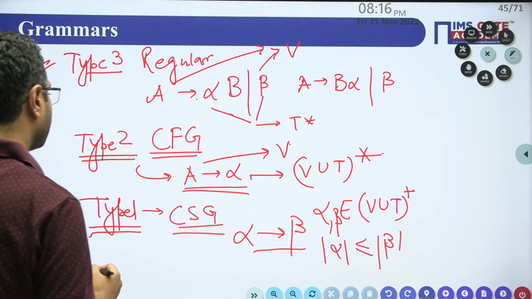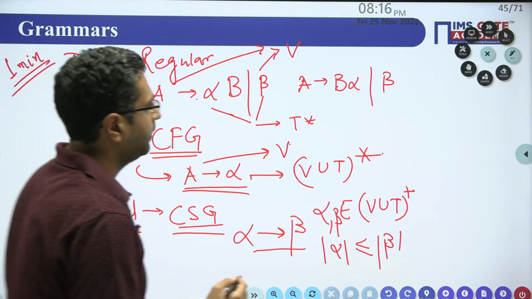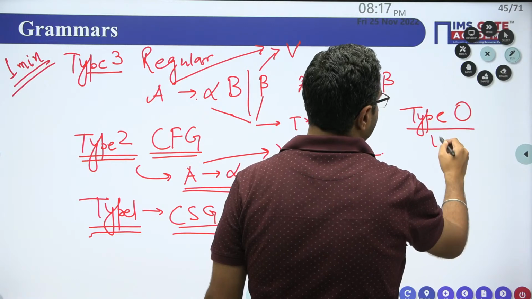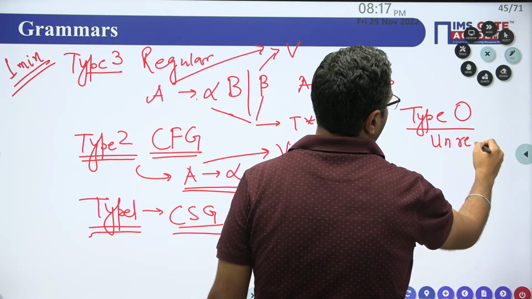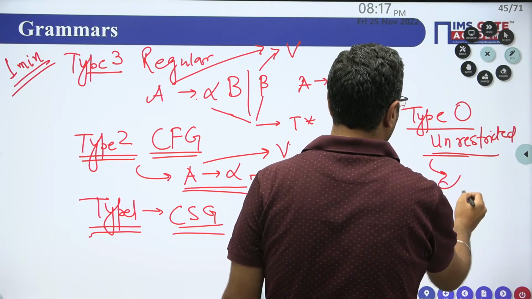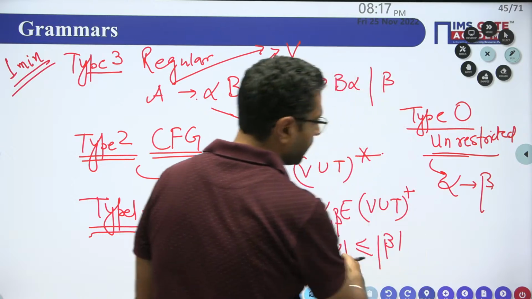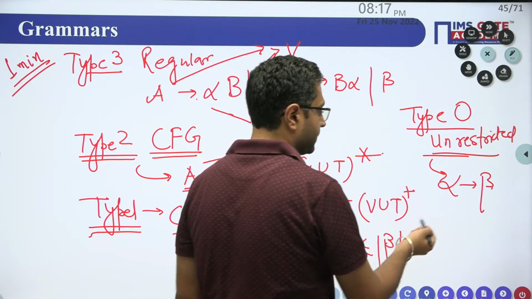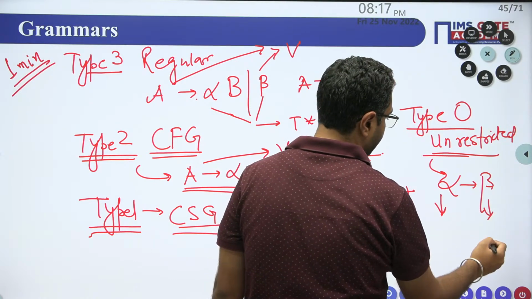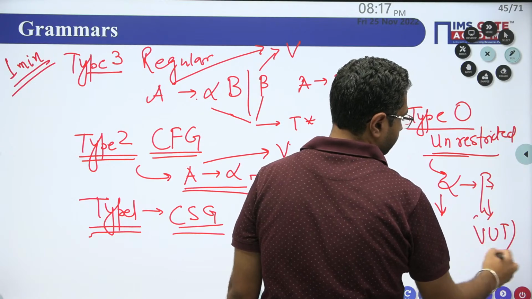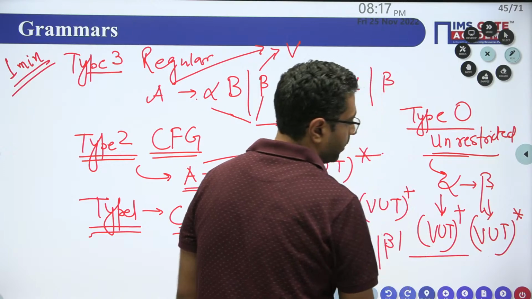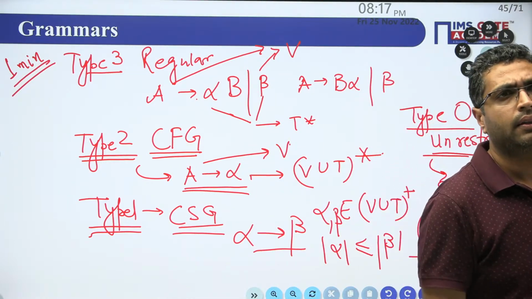And the last is type 0 grammar. The space is not there, maybe I'll write it here. Type 0 grammar, which is unrestricted grammar. For unrestricted grammar, the format is alpha goes to beta, but this restriction of expansion is removed. For beta it can be V union terminal star, and for alpha it is V union terminal plus. That's all, right?